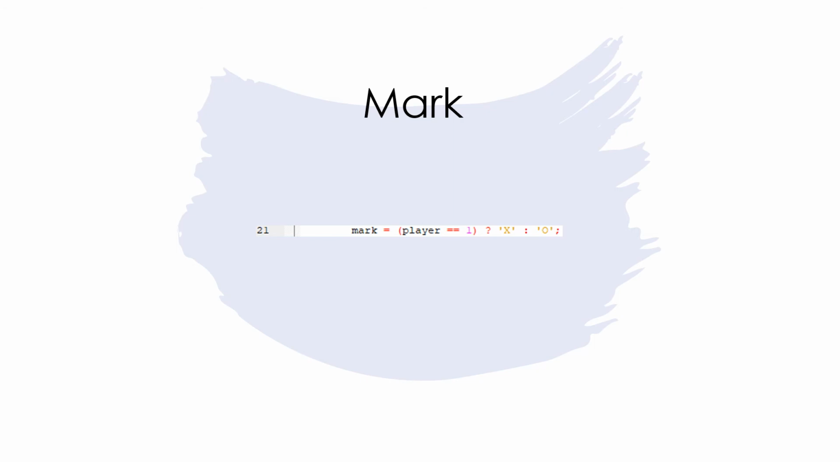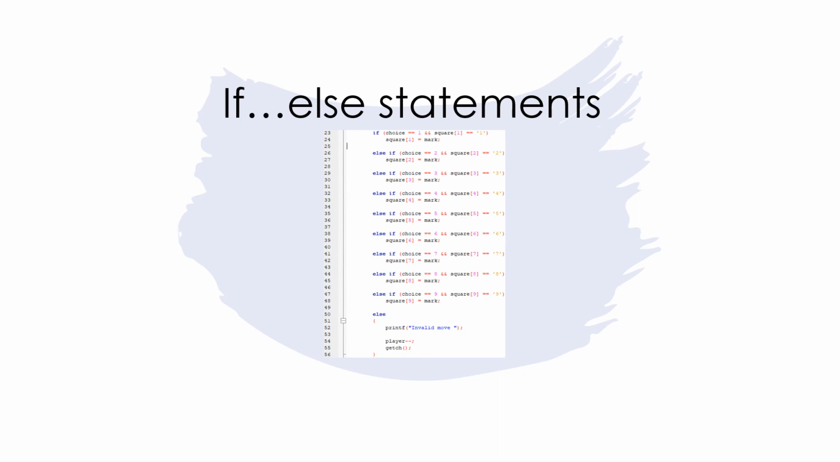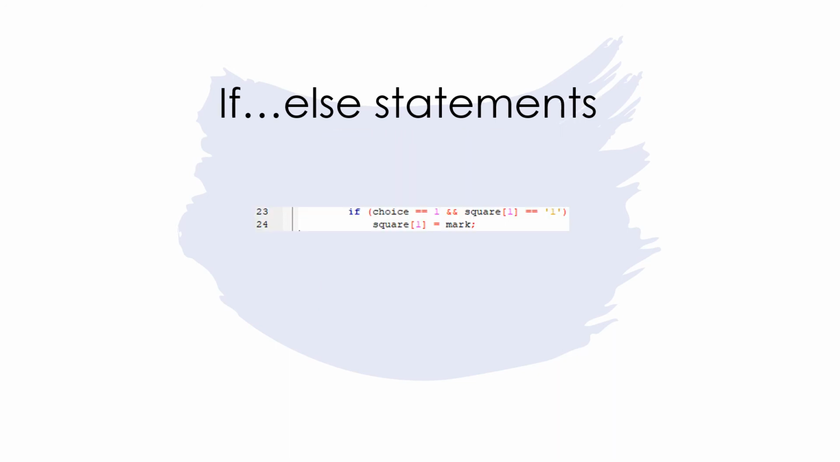The next lines are going to be a series of if-else statements which are going to decide which mark to put on which space depending on the player's choice. For example, if the player inputs number 1, that number is going to be stored in the variable choice. If choice is equal to 1 and the position 1 in the array square is also equal to 1, then the value of the position 1 of the array square, in this case 1, is going to be changed for the corresponding mark. This is going to happen with every number from 1 through 9.